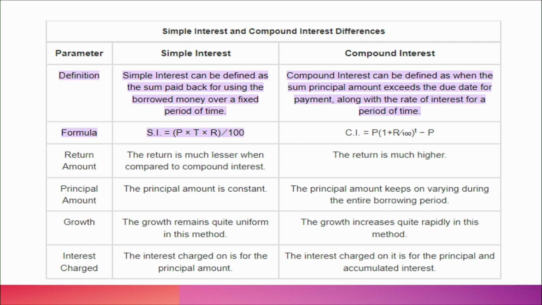Now, growth. The growth remains quite uniform in this method, because uniform growth is considered for simple interest, whereas the growth increases quite rapidly in this method. Interest charged: the interest charged is for the principal amount only. Here the interest charged is on the principal and the accumulated interest.